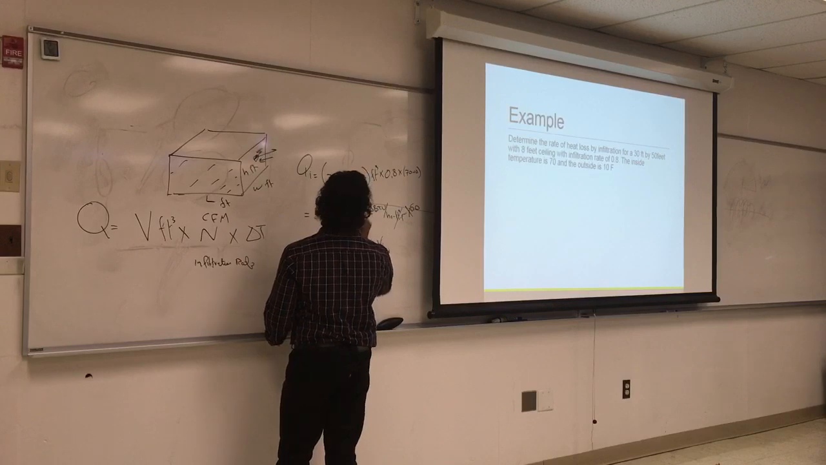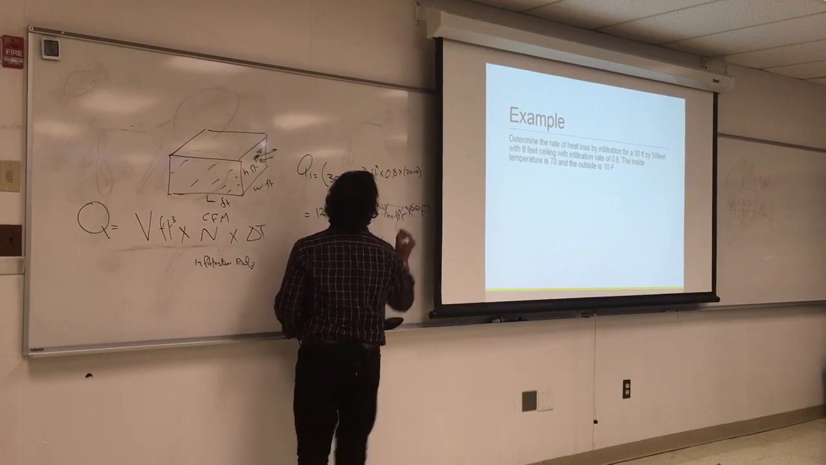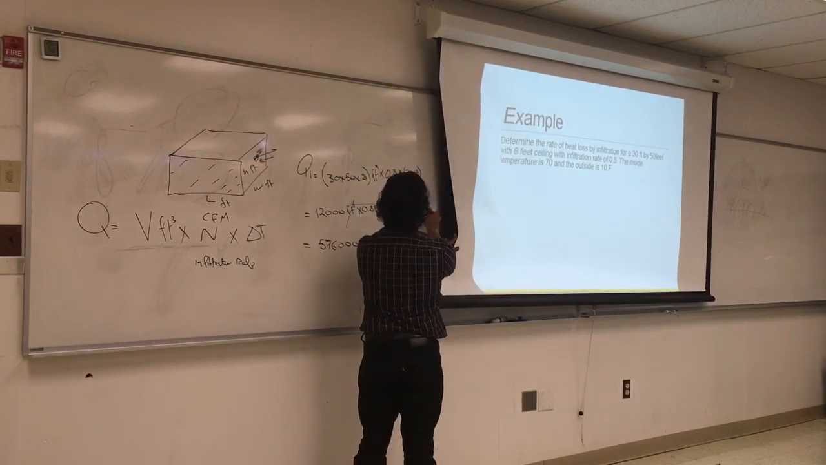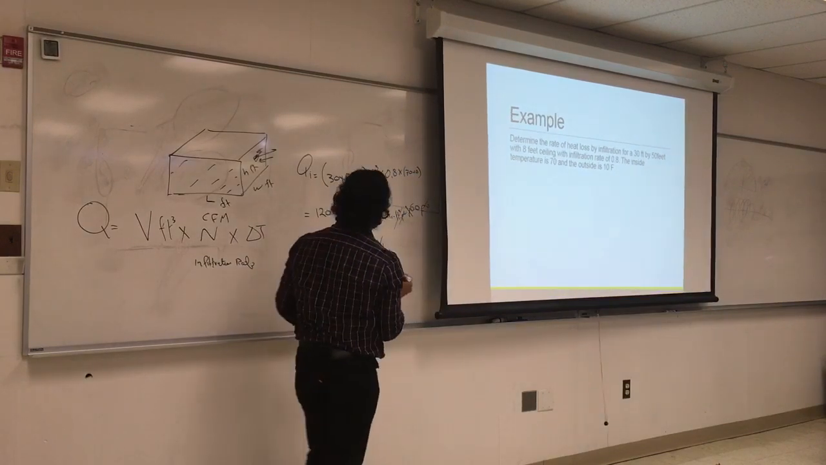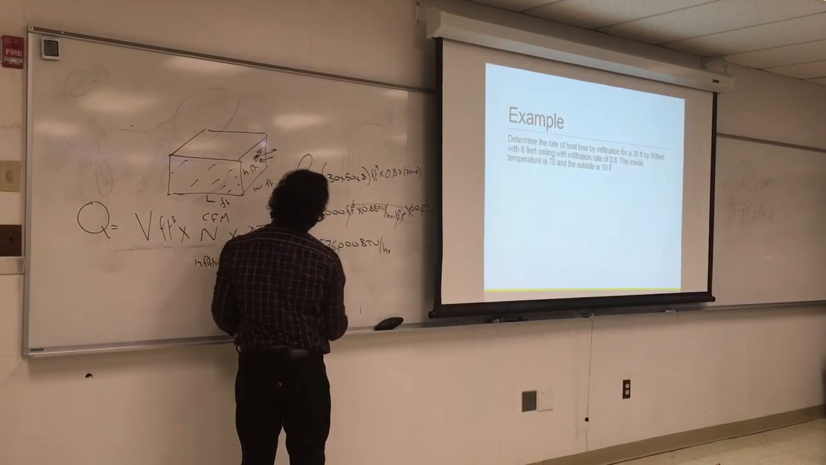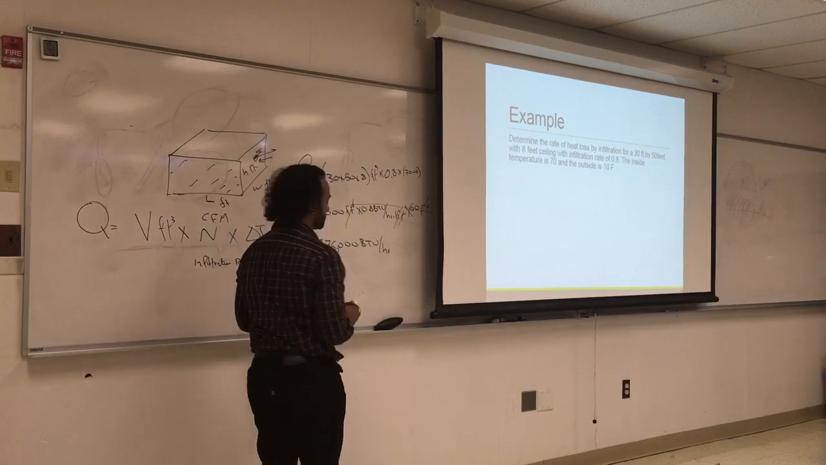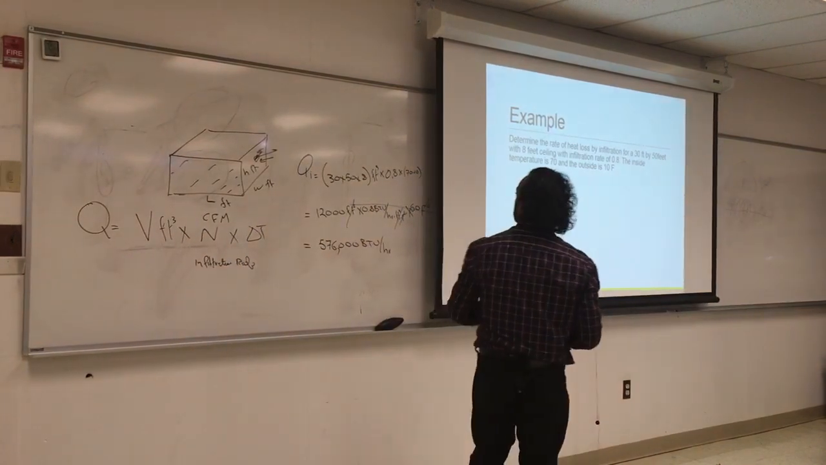Foot cube will cancel with foot cube. This is degree Fahrenheit, it's going to cancel out. So you end up with BTU per hour. That's pretty huge. Yeah, it is. But that's a big space.